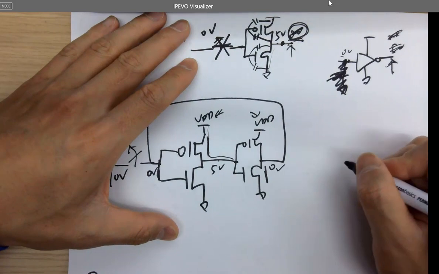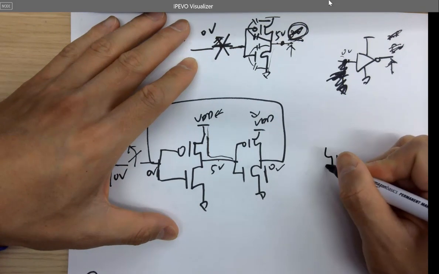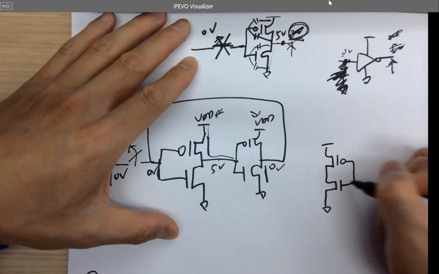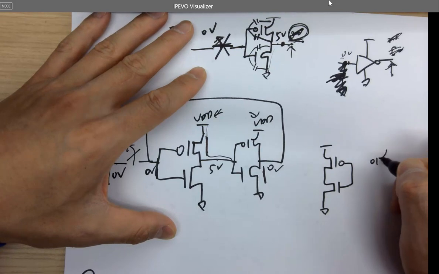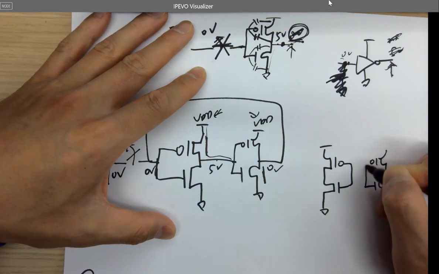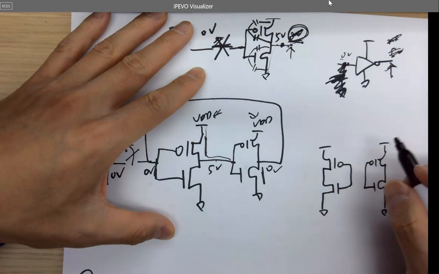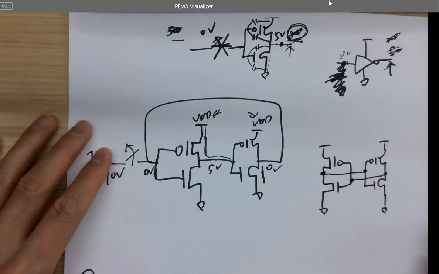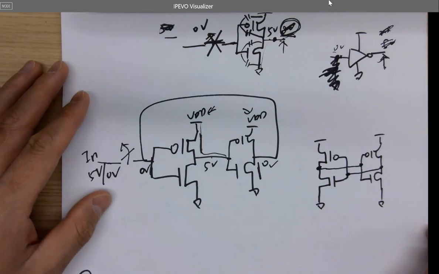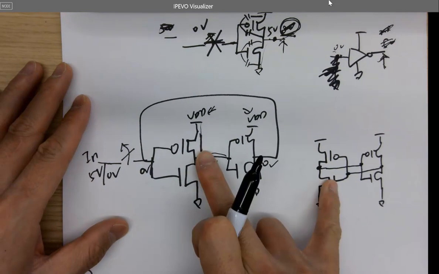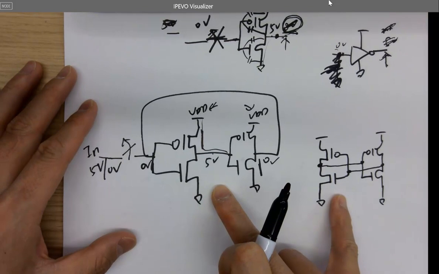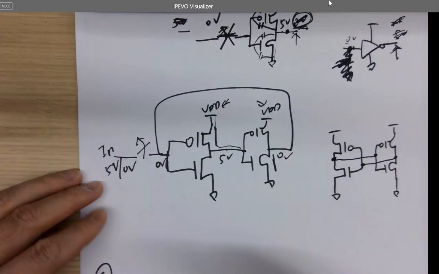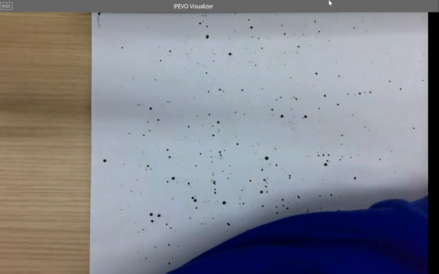Sometimes you will see this circuit being drawn this way. And the difference, same circuit. Just trying to confuse you. Okay, so now you know what a latch looks like using inverters.